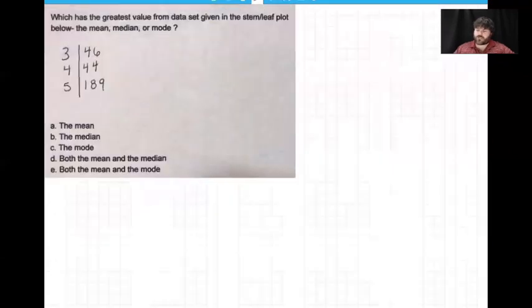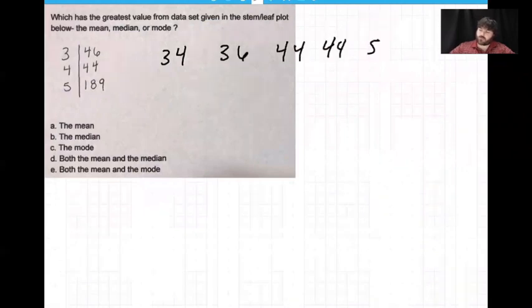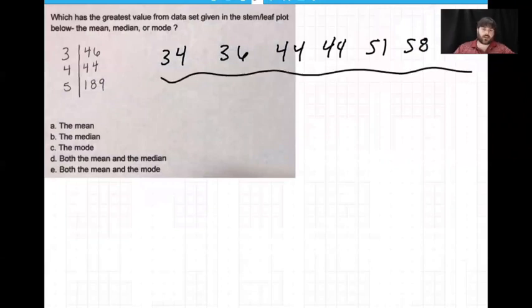All right, which has the greatest value from the data set given in the stem and leaf plot below? The mean, the median, or the mode? All right, so what's bigger, the mean, the median, or the mode? Well, first of all, don't forget, when I look at this stem plot, it's really saying 34, 36, 44, 44, 51, 58, and 59. That's actually my data set, smushed down into this little stem and leaf plot.